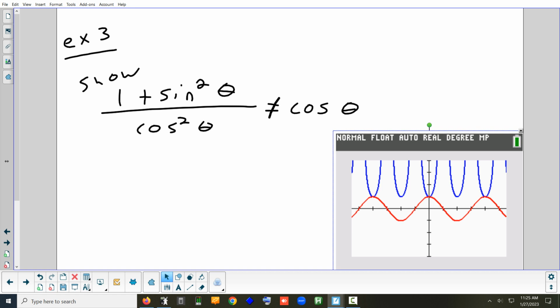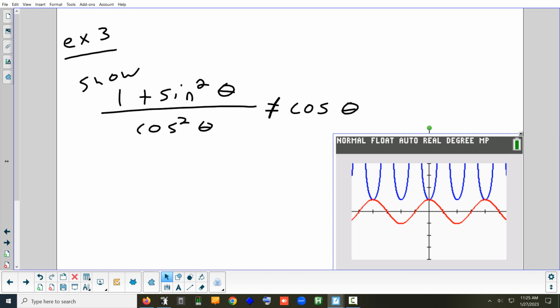Or if you're doing radians, don't do pi. Do like 3. Do something a little off from pi. And if you plug it in on the left and on the right, you'll see you won't get the same answer because they're not the same graph. So questions on the idea of showing that something is not true? So the answer is just plug in a number. Find a counterexample.